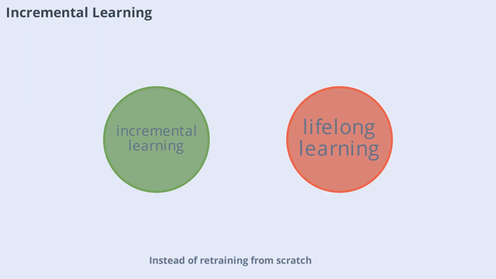Instead of retraining from scratch, the model updates its knowledge incrementally. This is particularly useful in dynamic environments where data arrives in streams or batches. Incremental learning helps models stay current and adapt to new trends without forgetting what they've already learned, making it a key strategy for real-world machine learning applications.